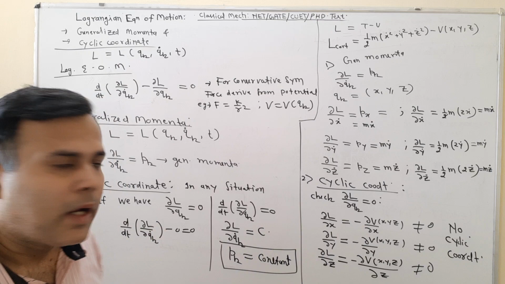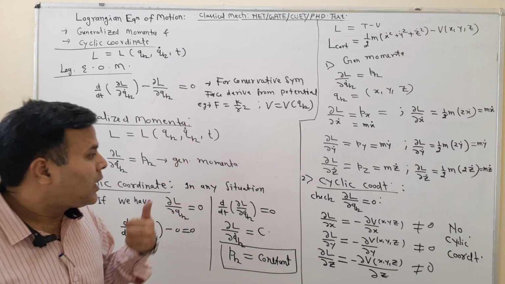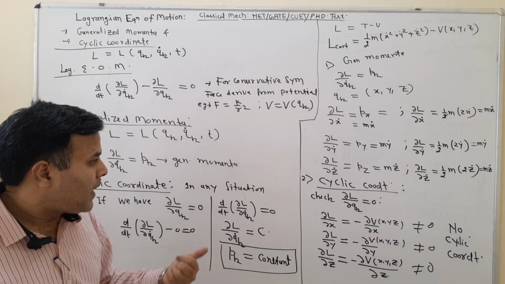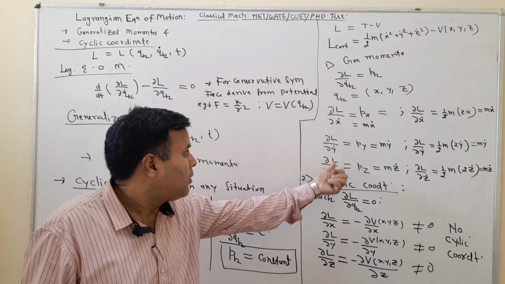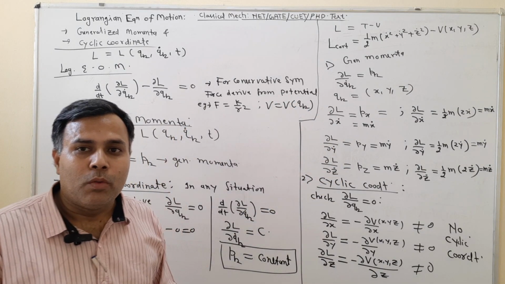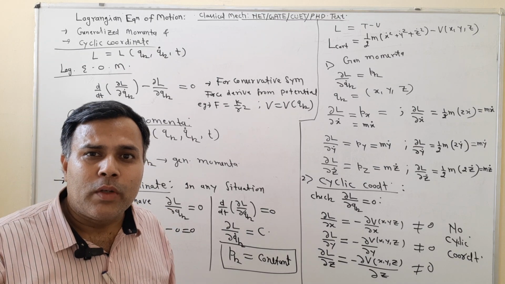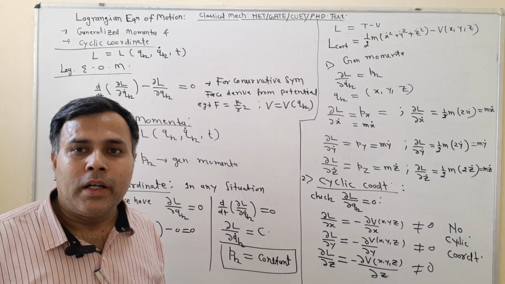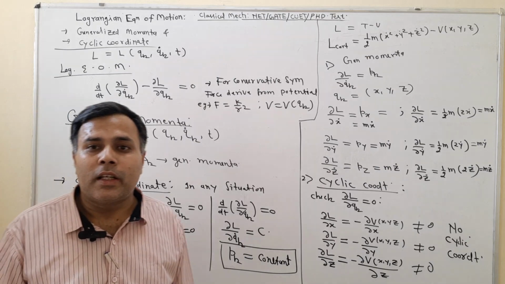So this is the way to check whether the given Lagrangian has a cyclic coordinate, and this is the way to find out the concept of generalized momenta. It's all about this. In the next lecture we will discuss a few examples to analyze the behavior of generalized coordinates, corresponding cyclic coordinates and corresponding generalized momenta.